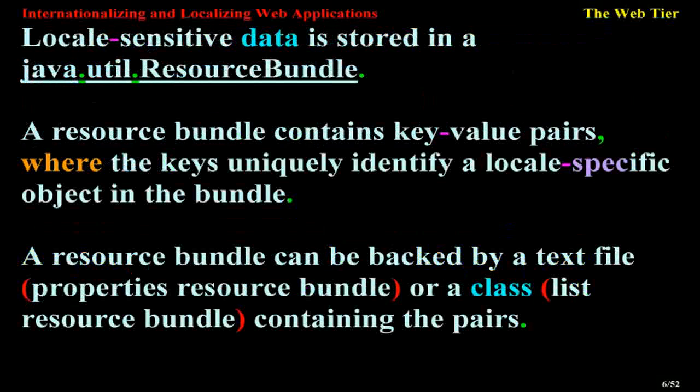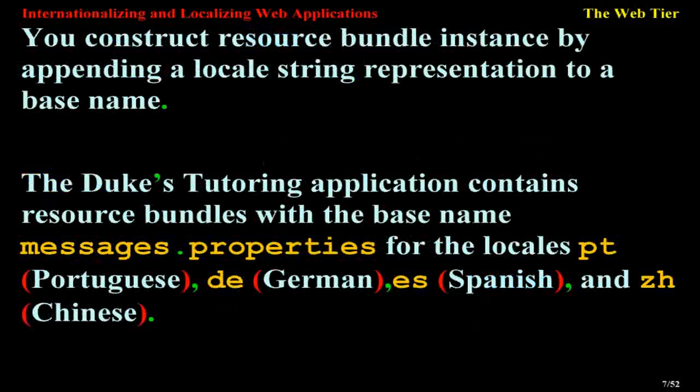Locale-sensitive data is stored in the java.util.ResourceBundle. A resource bundle contains key-value pairs, where the keys uniquely identify a locale-specific object in the bundle. A resource bundle can be backed by a text file, PropertiesResourceBundle, or a class, ListResourceBundle, containing the pairs. You construct a resource bundle instance by appending a locale string representation to a base name.